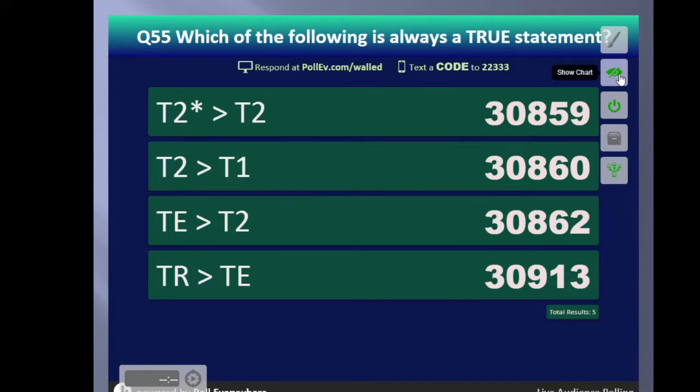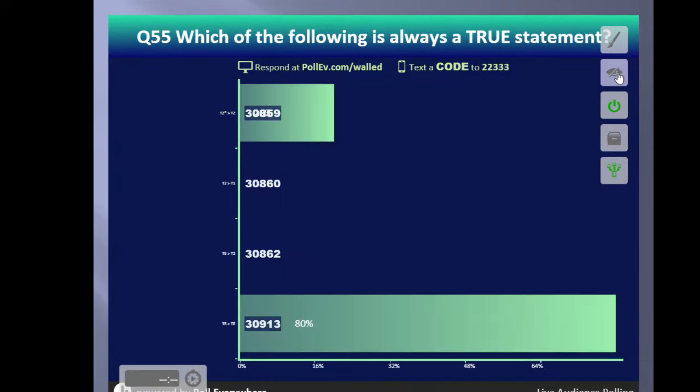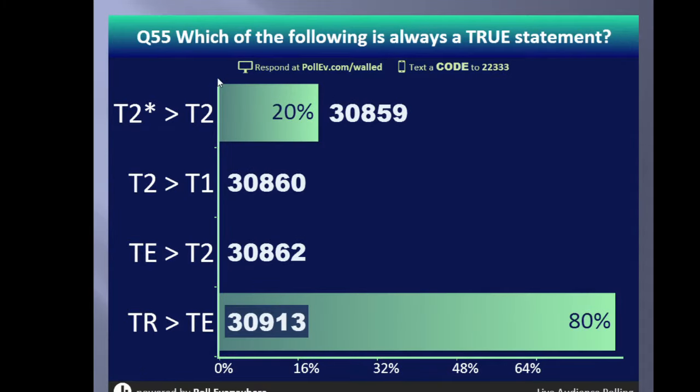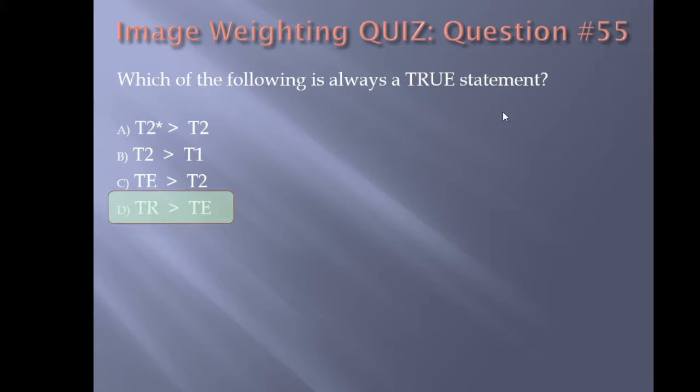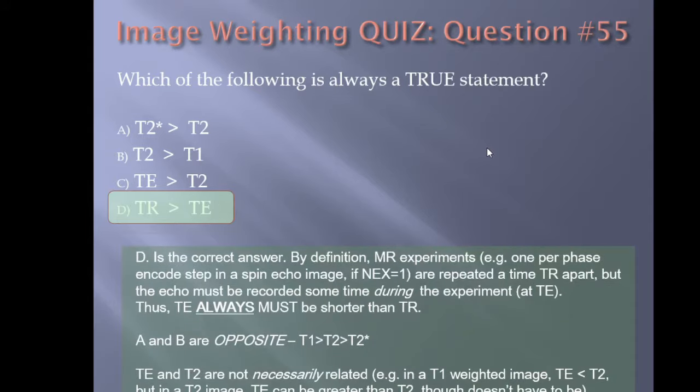So let's see, what did people say? Wait, hang on, I have to make sure I know the answer. Okay. Yes, most of you got the correct answer, which is D. Right, so the TR is always greater than the TE. Remember we talked about that when we were talking about the pulse sequence diagrams. TR is between two diagrams, and TE is within the diagram. So by definition, TR is always going to be longer than TE.